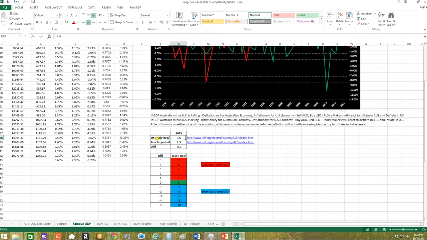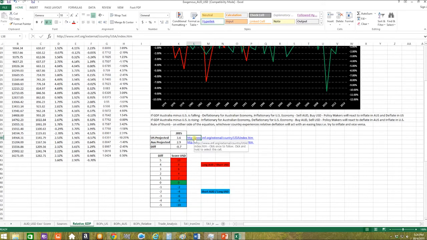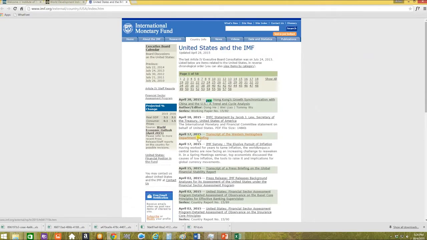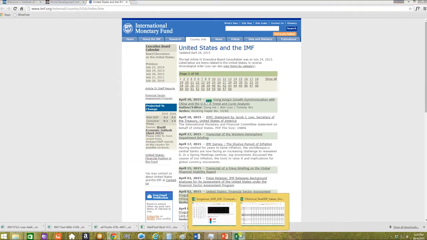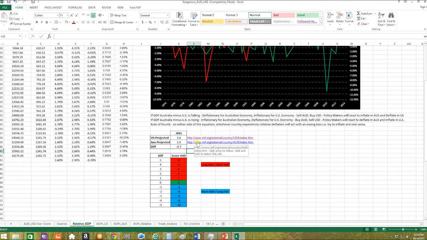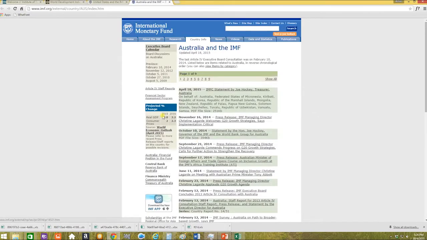So this is when we put all of these numbers together for you. Now, to get these projected numbers, all you have to do is go to the IMF links that we've provided. They're also in the sources tab. And you can see here the projected percentage change as set by the IMF for 2015, real GDP growth in the United States is 3.1%. So you can get that for every single country as well. And if you go to Australia, this opens up automatically and shows you 2.8.